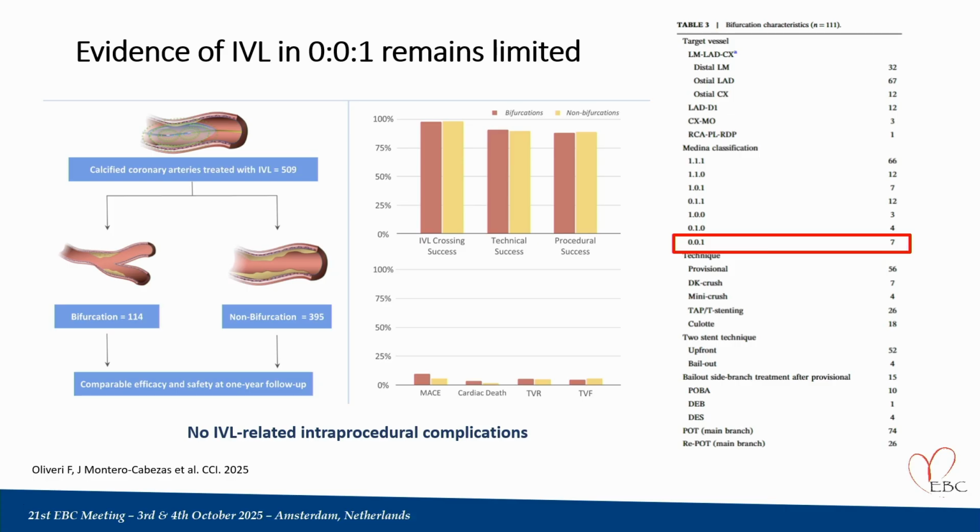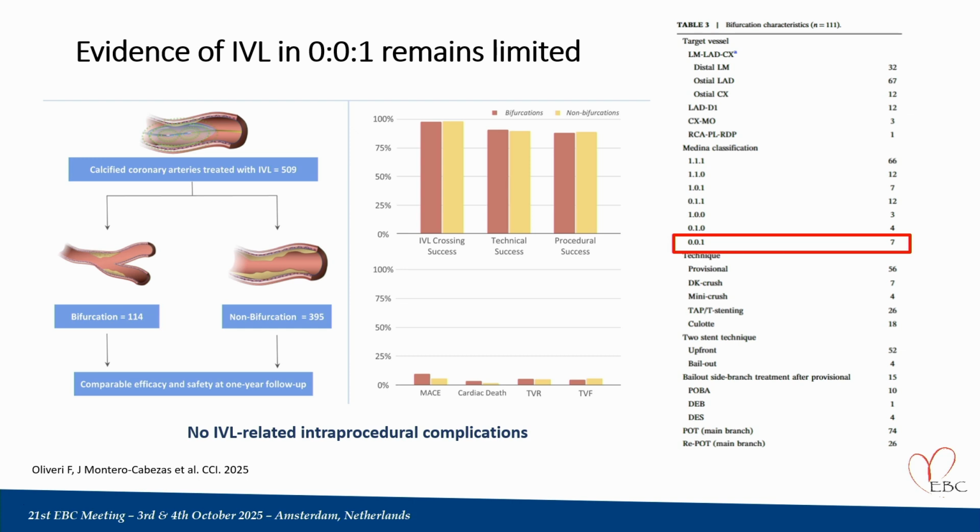So what is the evidence on IVL in 0.0.1 lesions? It's very, very limited. This is the only paper published to date. It's coming from our group, from the Benelux IVL registry, which at this moment comprises more than 800 patients. The analysis was performed when the registry included 500 patients. Bifurcation lesions were present in calcification treated with IVL in only 114 lesions, and of those, the Medina 0.0.1 lesions were only 7. So we have very scarce information regarding this specific subset.